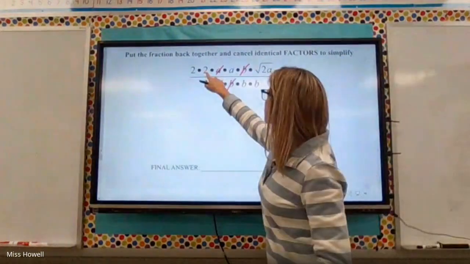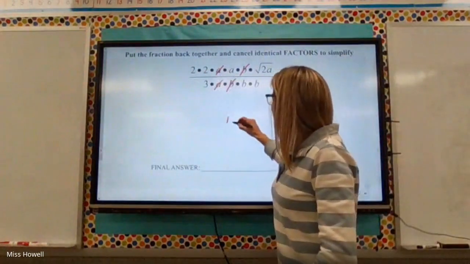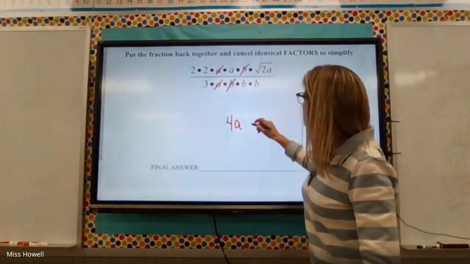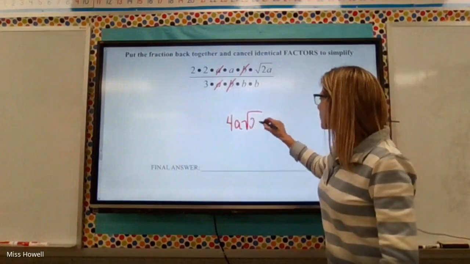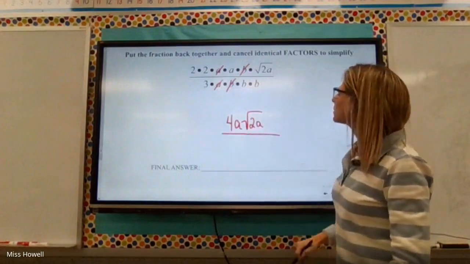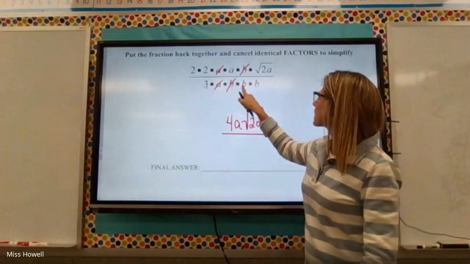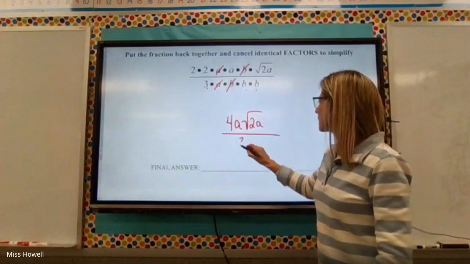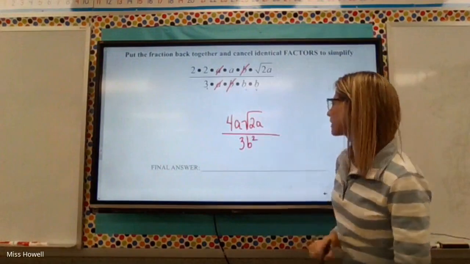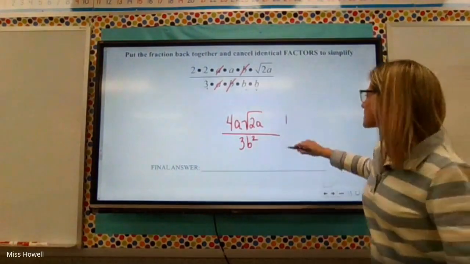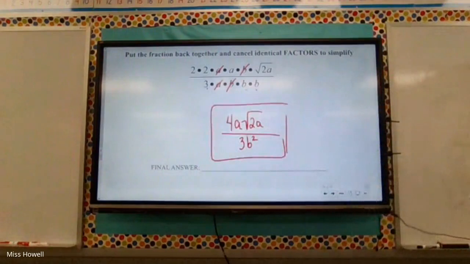So 2 times 2 is 4 times a. So 4a still times this square root of 2a. So square root of 2a is our simplified top. All right, 2 and 2, a and 2a. 3 times b would give us 3b squared on the bottom. All right, best possible, most simplified version: 4a square root of 2a all over 3b to the second.